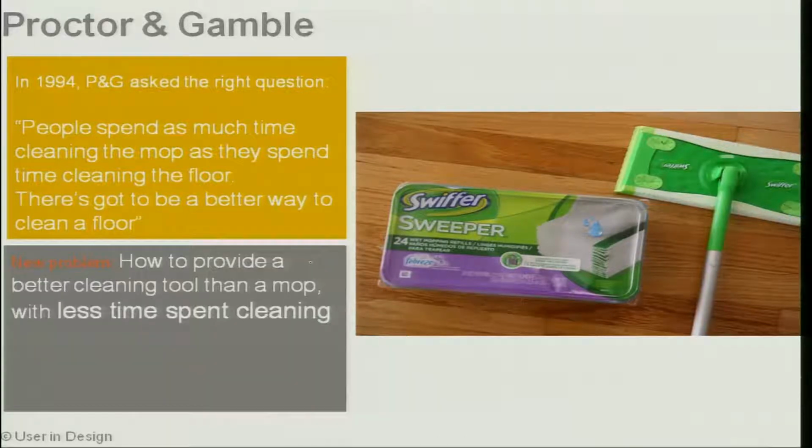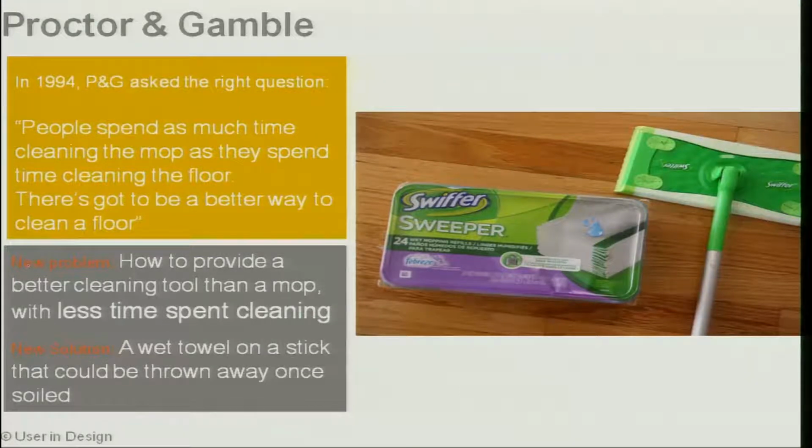And so what did they do? They went around and did extensive ethnographic research. We will discuss that in part 2. They went around and they interviewed people. They interviewed people who clean floors in their homes. They interviewed maids and cleaning agencies who do this for a living, who professionally clean floors. And through that whole research emerged the inspiration and thereafter the design of the product. How to provide a better cleaning tool than a mop, with less time spent cleaning, was the new problem that they came up with.